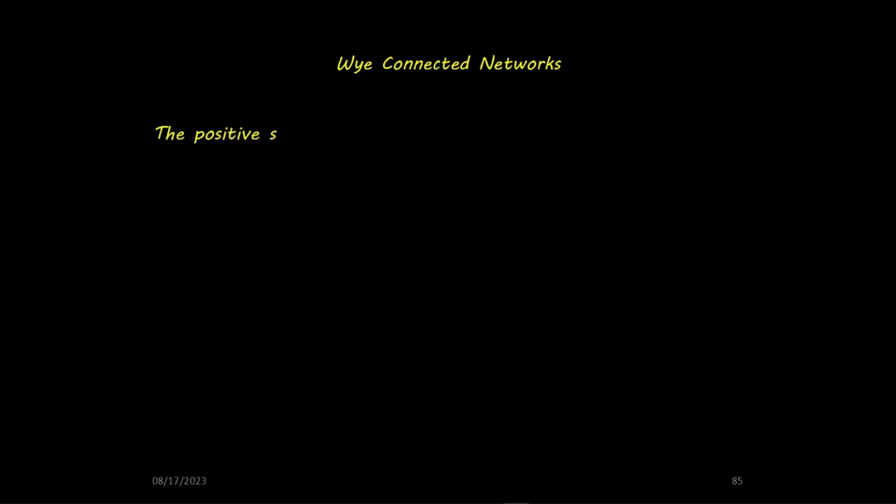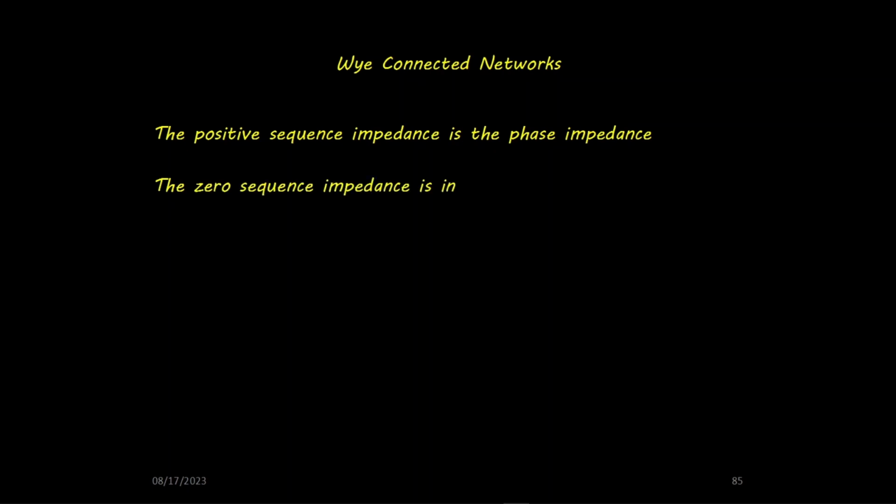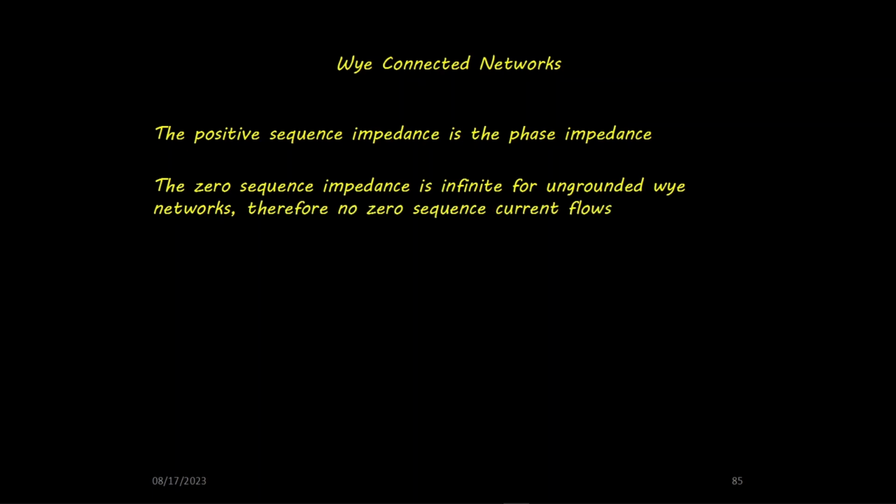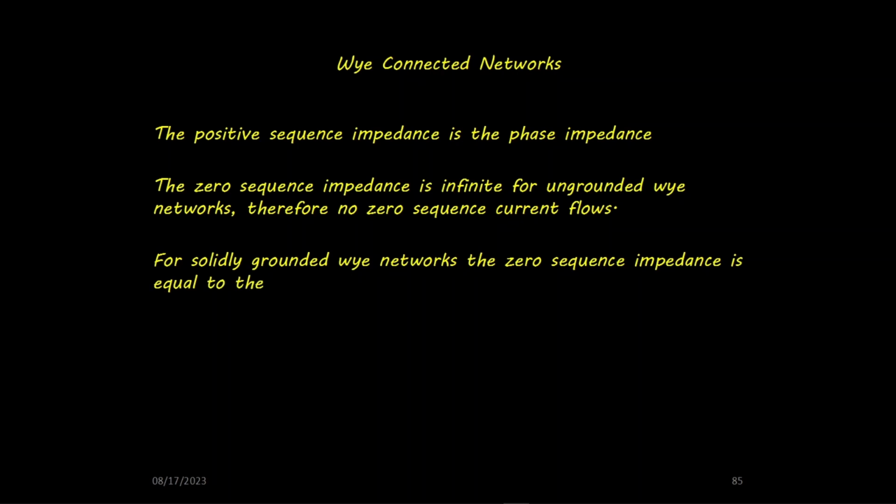The positive sequence impedance is equal to the phase impedance. The zero-sequence impedance is infinite for ungrounded Wye networks, therefore no zero-sequence current flows. For solidly grounded Wye networks, the zero-sequence impedance is equal to the phase impedance.